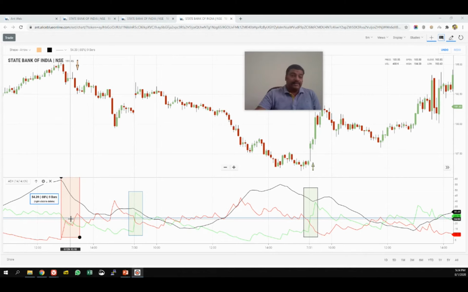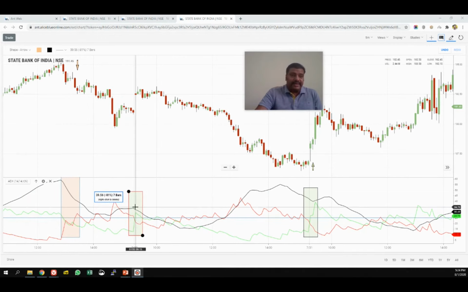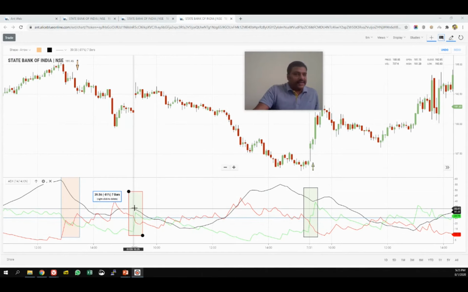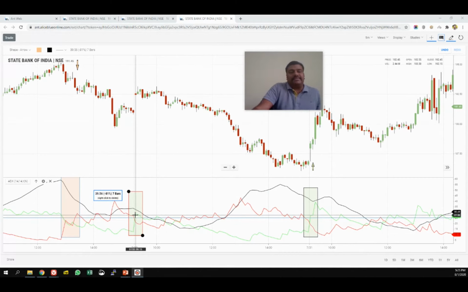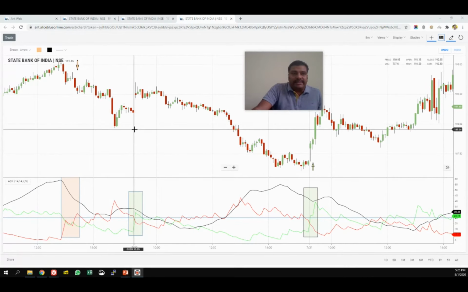Now, here there is one more crossover wherein ADX is more than 25, and also we have a crossover wherein the green takes over and goes upward, which means there is a buy signal. So what we do here is, see this candle, the price must go above the high of this candle. It never went.